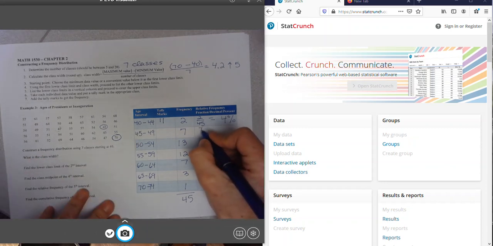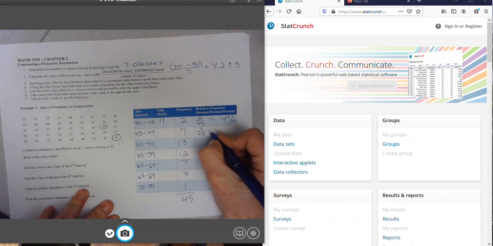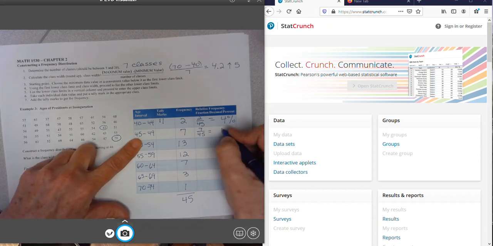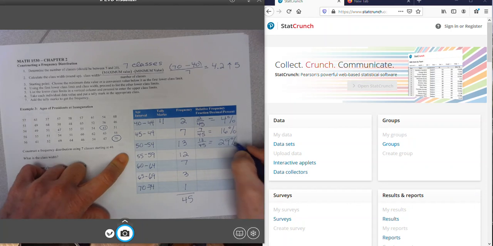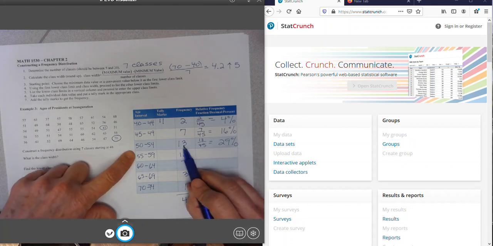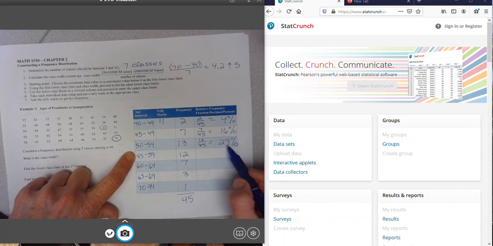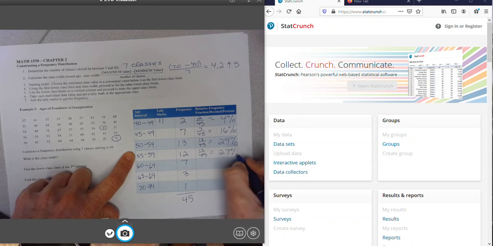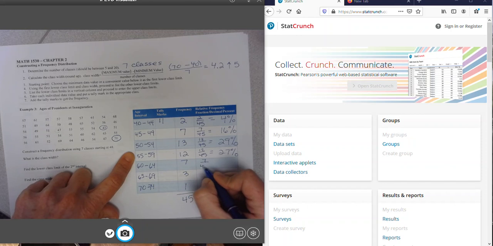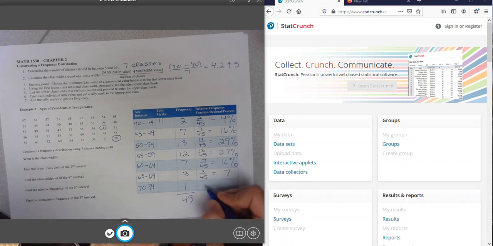This would be 7 presidents out of the 45 were in this bracket. So 7 divided by 45 is 16%. So I would just keep building out my chart. This is the biggest class that we have. There were 13 presidents between ages 50 and 54 at inauguration, which is 29%. So just continuing to build the chart, this is 27%. This would be 7 out of 45, which is 16%. This is 3 out of 45, which is 7%. And 1 out of 45, which is 2%.